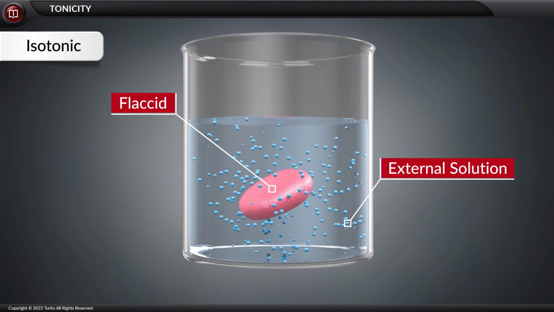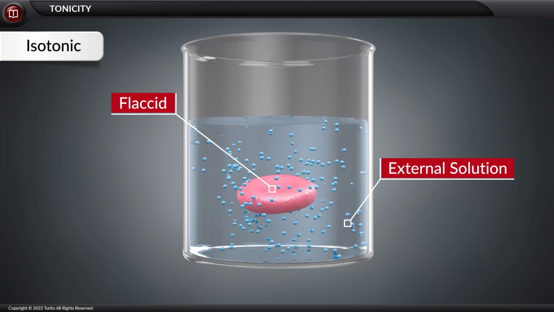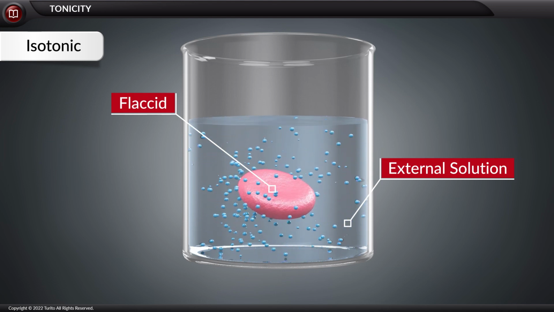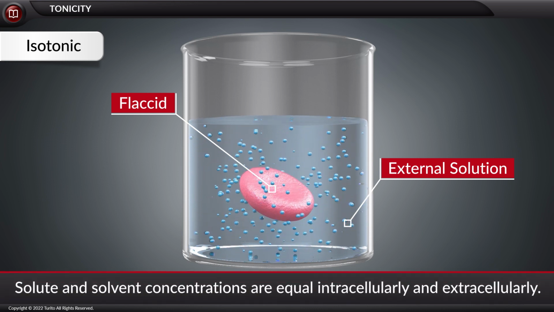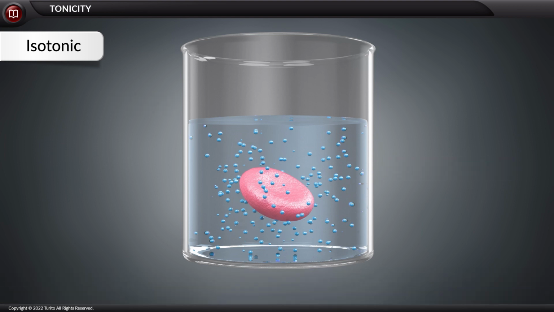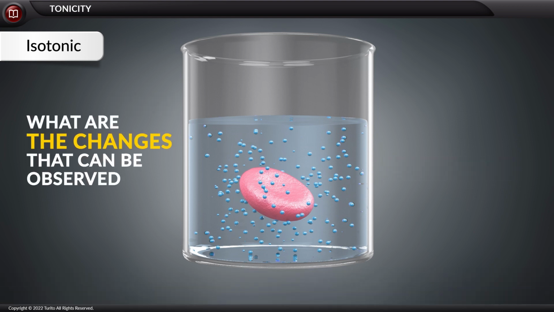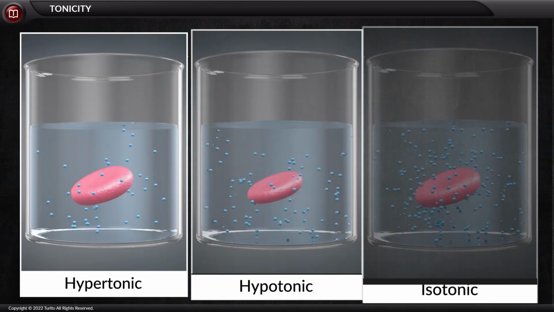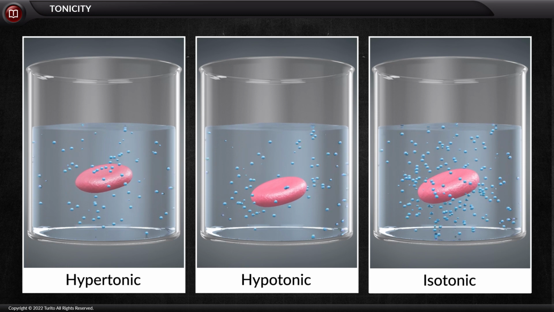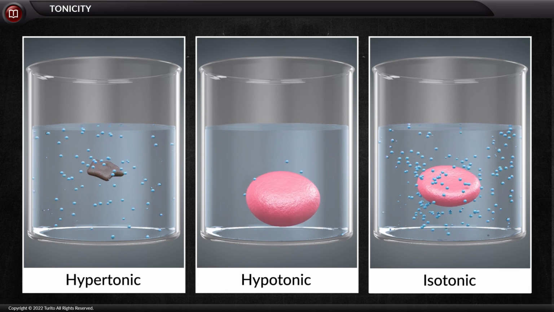Next, when a red blood cell is dropped into an isotonic solution, the net movement of the solvent is zero. Both the concentrations of solute and solvent are equal intracellularly and extracellularly. What are the changes that can be observed in the cell? The cell does not undergo any changes and remains flaccid. These are the details of tonicity and the fate of the red blood cell when dropped in three types of solutions.